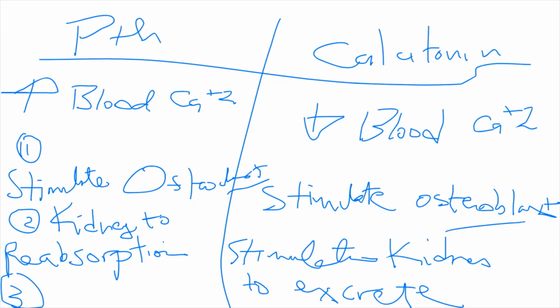Okay, so PTH is trying to increase your blood calcium. One way is to stimulate osteoclasts, two is to stimulate the kidney to take back the calcium. What's the third way? I don't really know, to be honest. Okay, Abdu, what's the answer?